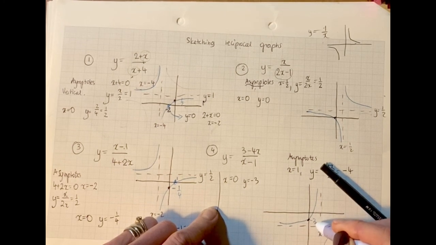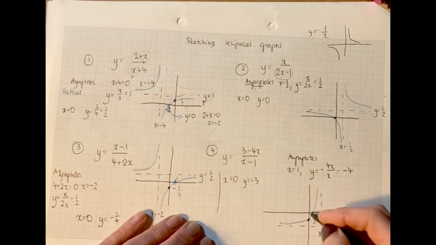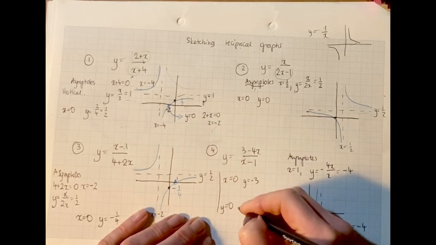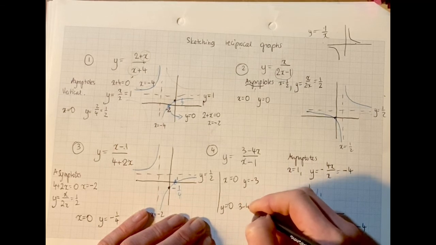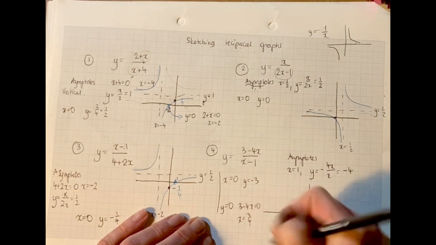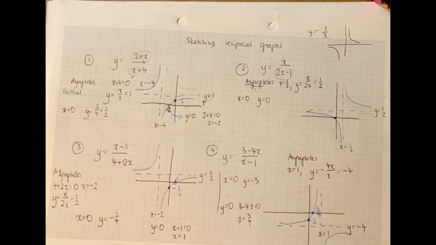So that's minus 3, so I need to find that other point. So simply make y equal to 0, and that will happen when the numerator is equal to 0. So 3 minus 4x is 0, x is equal to 3/4. There you go. So that concludes the video on extra graph sketches.